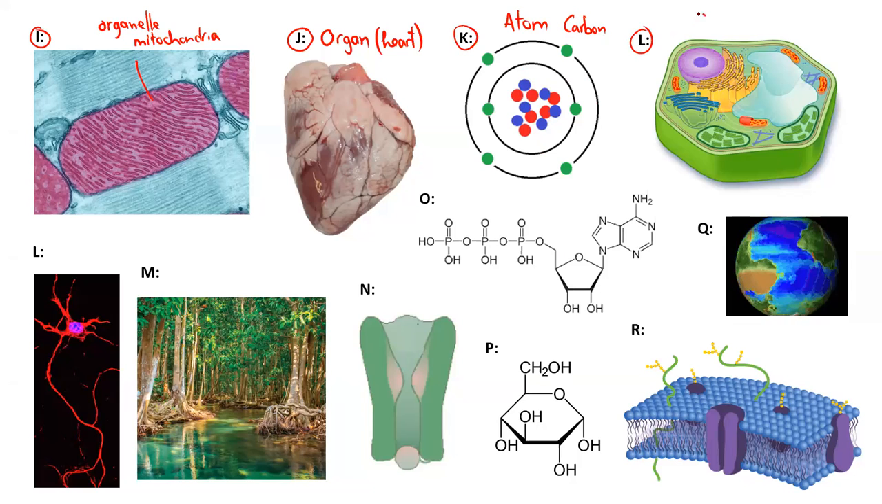It's a cell. Fantastic. And will you know what type of cell that is? Plant cell. Very good. Okay, so you probably have seen several of those images before, so good. What about L? A neuron? It's a neuron. And what level of organization is that?